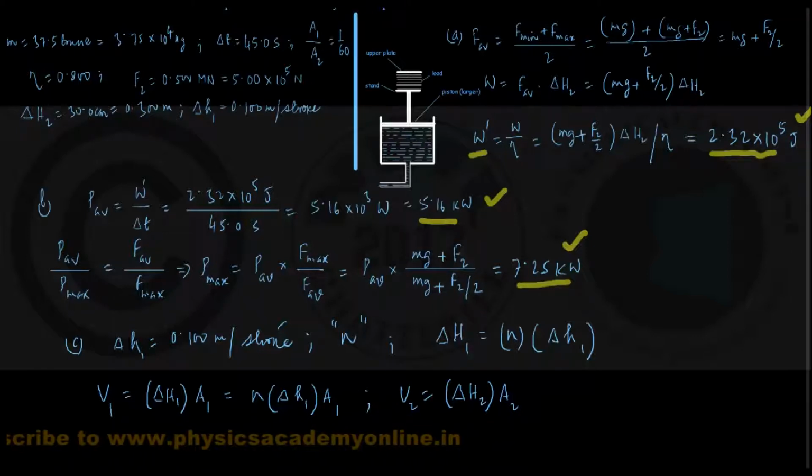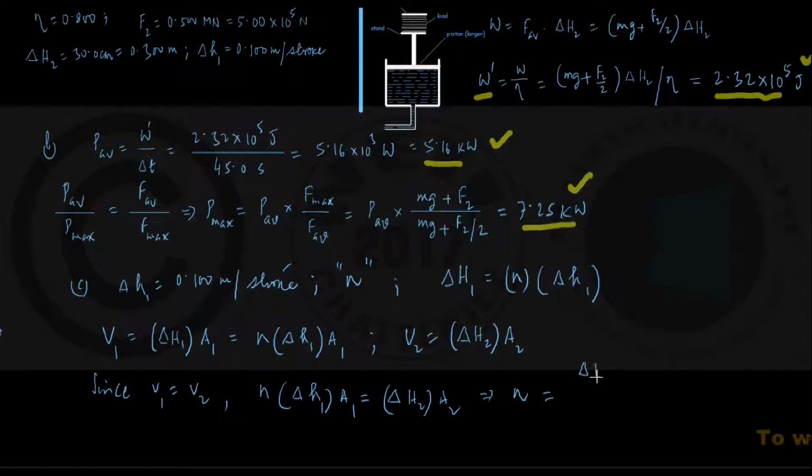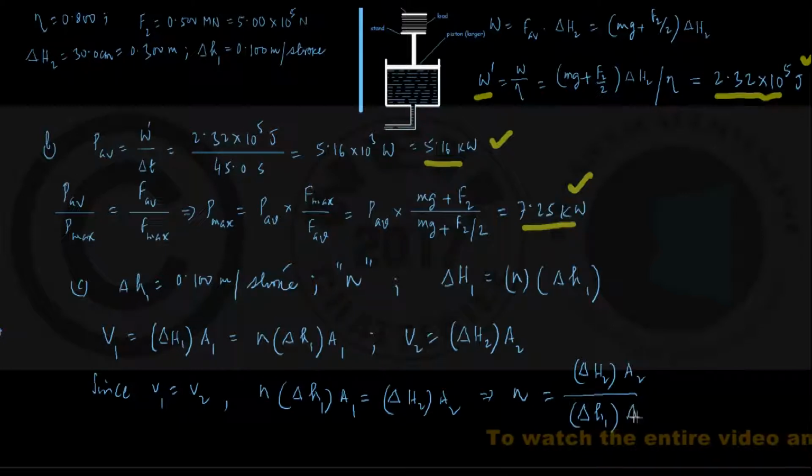Now if V1 is equal to V2, we can write down that n into delta h1 into A1 equal to delta capital H2 into A2. We are looking for small n here. This is coming out to be delta H2 into A2 divided by delta h1 into A1.